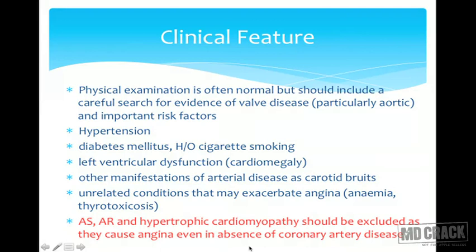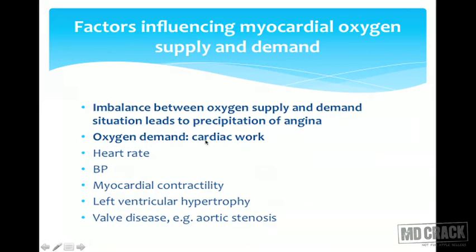of coronary artery disease. Now, what are the various factors which influence the myocardial oxygen supply and demand? As I have already said, in stable angina, there is an imbalance between the supply and demand. Oxygen demand is determined by cardiac work, and cardiac work is seen in terms of heart rate. So if the heart rate goes up, you can understand that the demand would be more. Then blood pressure, myocardial contractility, left ventricular hypertrophy and valve disease, as I have already stated, aortic stenosis.